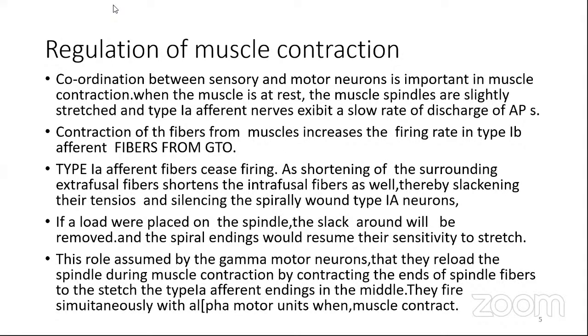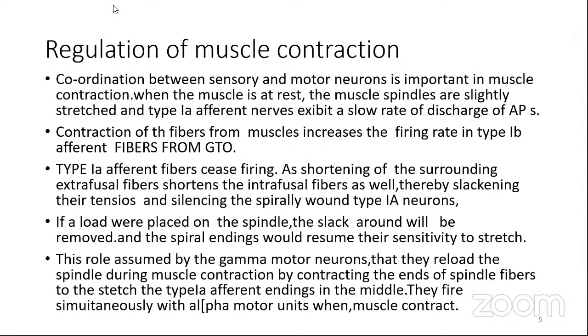So, coordination between sensory and motor neurons is important in muscle contraction. When the muscle is at rest, the muscle spindles are slightly stretched, and type 1A afferent nerves exhibit a slow rate of discharge of action potentials. So this you have seen in the first diagram. Next, contraction of the fibers from muscles increases the firing rate in type 1B afferent fibers, that is from Golgi tendon organ.